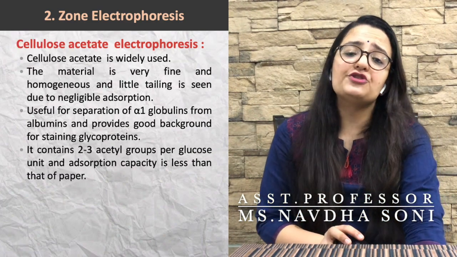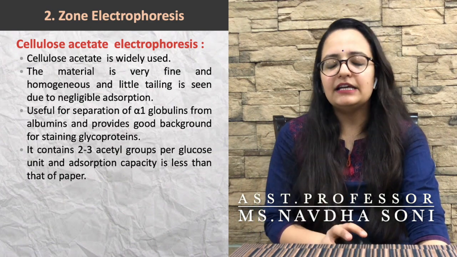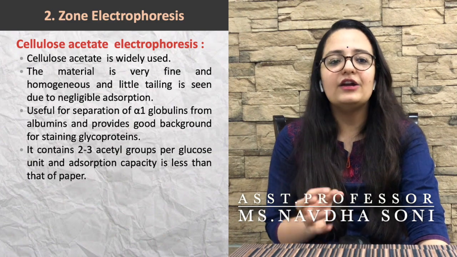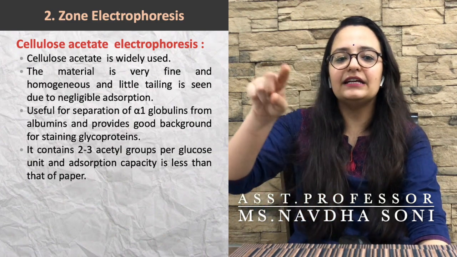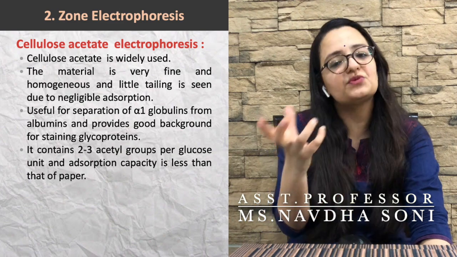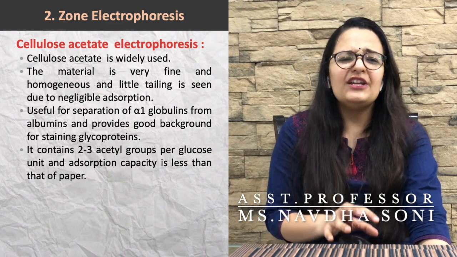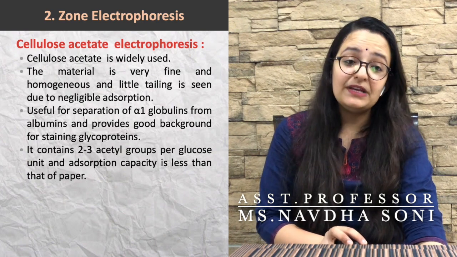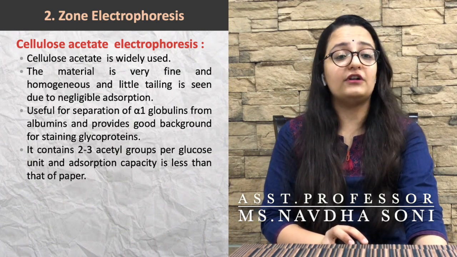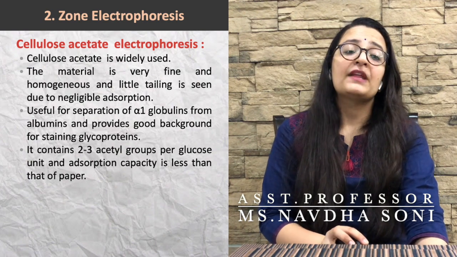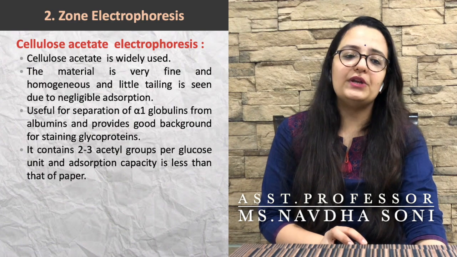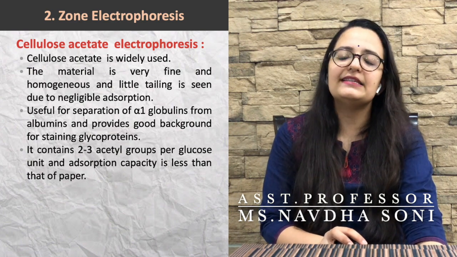Cellulose acetate electrophoresis, in which cellulose acetate is used. The material is very fine and homogeneous, and little tailing is seen due to negligible adsorption. It is generally useful for the separation of alpha-1 globulin from albumins, and it provides a good background for staining glycoproteins. It contains 2 to 3 acetyl groups per glucose unit, and its adsorption capacity is less than that of paper.